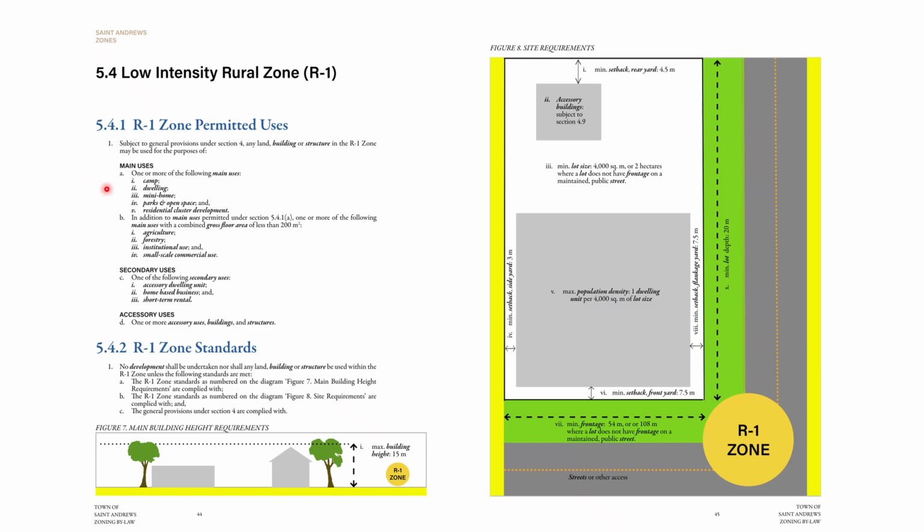So you can see the main uses here: camp, dwelling, mini home, parks and open space, residential cluster development. In addition to those main uses, these are other main uses you can have with a combined gross floor area of less than 200 square meters. So the scale is very limited. That can be agriculture, forestry, and institutional use, and a small scale commercial use. And then it's your kind of standard secondary uses.